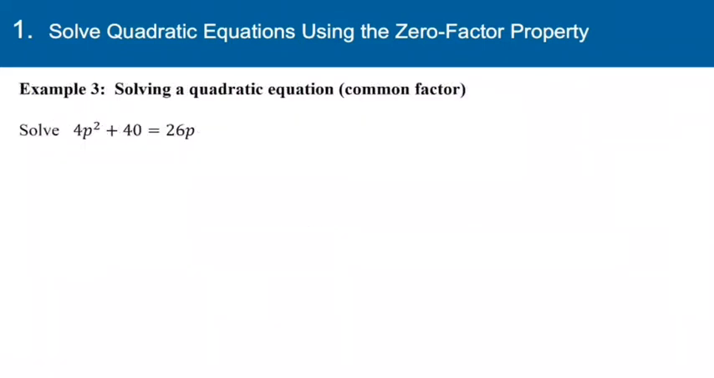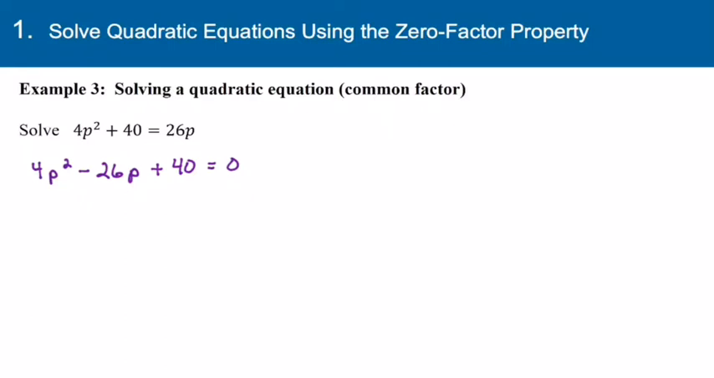Okay, another example. Here we have 4p squared plus 40 equals 26p. So clearly this is quadratic because we have the p squared term. And clearly we need to move this 26p over to the left side because we need one side to be equal to 0. So I'll say minus 26p on both sides, and that's going to make us have a negative 26p here. And let's write it in the middle so that we have the p squared term and then the p term and then the constant. So we'll have 4p squared minus 26p plus 40 equals 0.